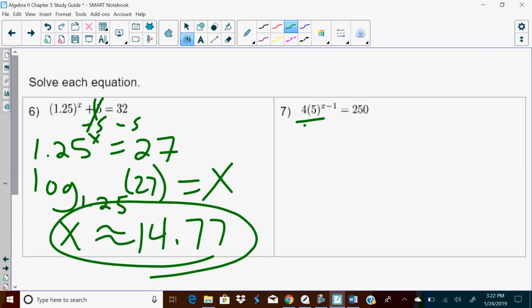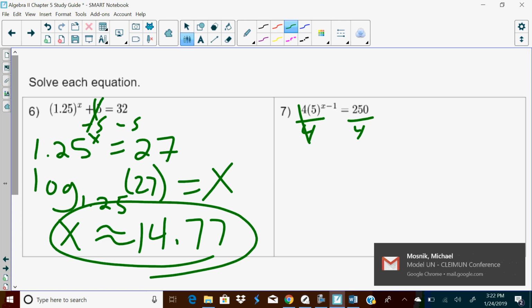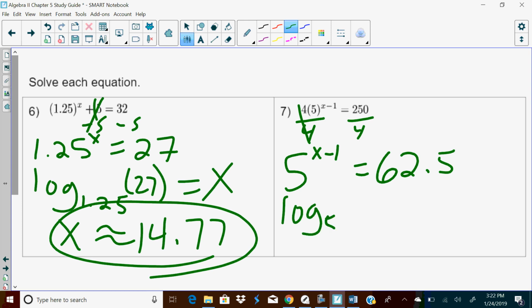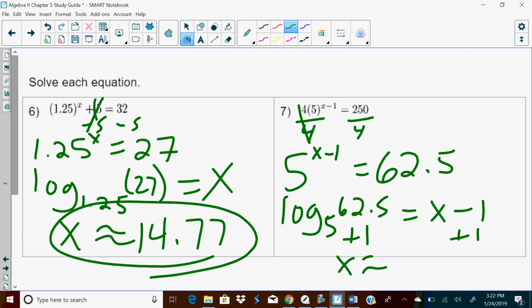For 7, the first thing I'm going to do is divide by 4. So then I got 5 to the x minus 1 equals 62.5. I rewrote it as a logarithm, so the log base 5 of 62.5 equals x minus 1. Plug that into my calculator, and then I added 1 to both sides. So I do the logarithm first and then add 1, so I got x to be approximately 3.57.